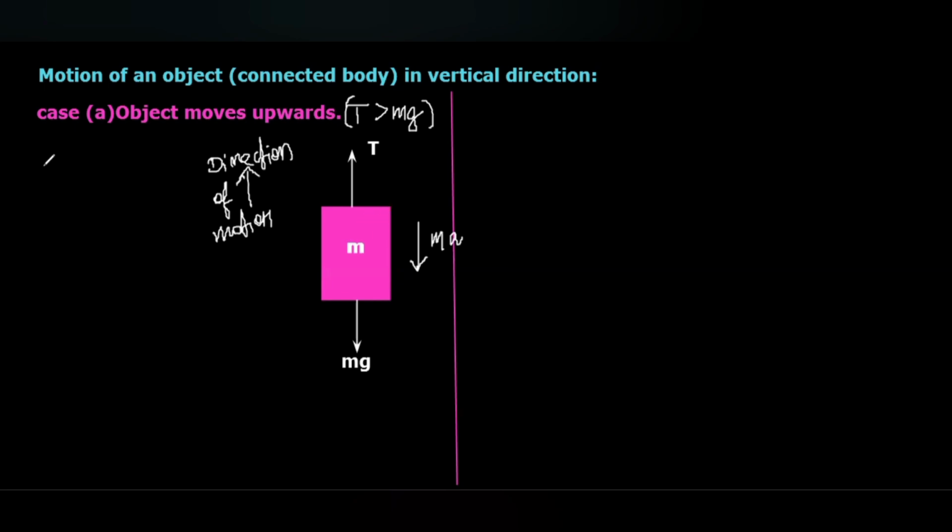When you take the summation of vertical forces equal to 0, we can write the upward force T equal to ma plus mg. So we can write T equal to m, taking m outside, times a plus g. So the tension equals mass multiplied with acceleration plus g. This is for this case.